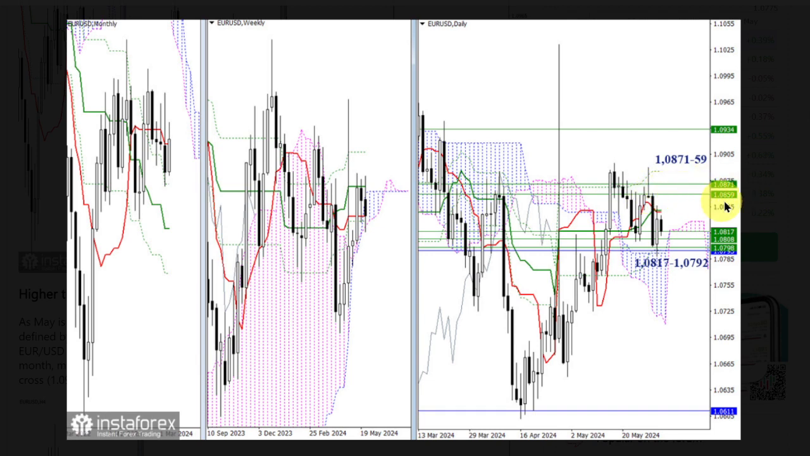1.0859, 1.0871, and 1.0885, and also 1.0817, 1.0808, 1.0796, 1.0792.